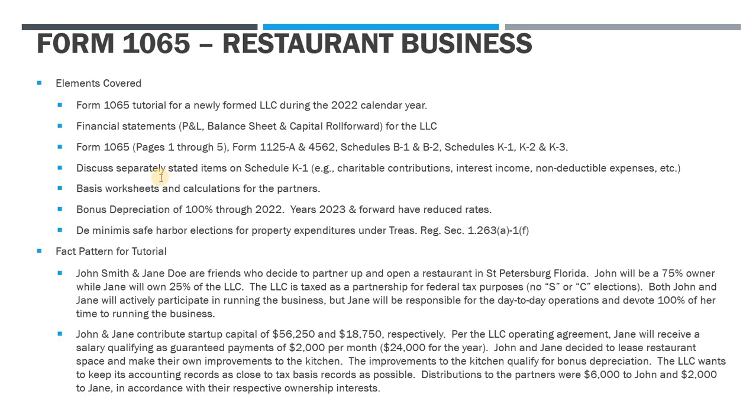So we'll also discuss partnership tax just generally, right? So why do we have separately stated items on the K1? Why don't we just aggregate everything and report on one line item? I'll talk about that. We'll go through the basis worksheets, right? So when we get into the K1s for each partner, we'll cover those basis worksheets and why those are important.